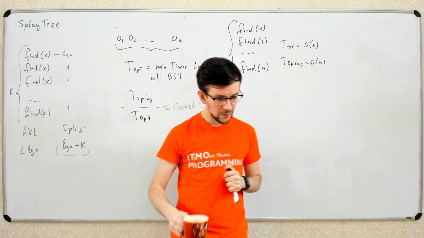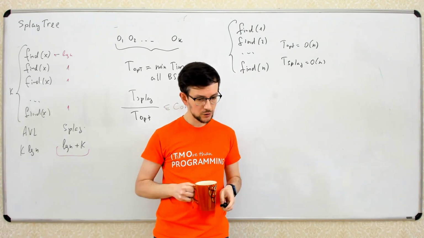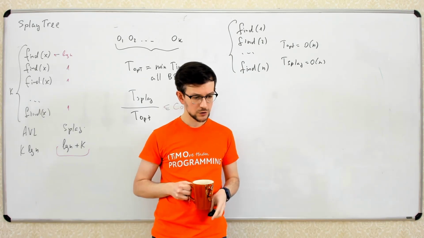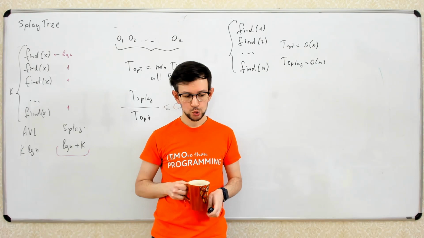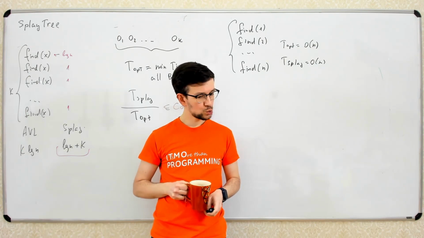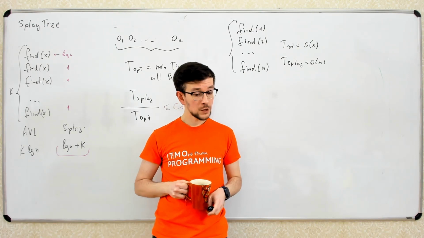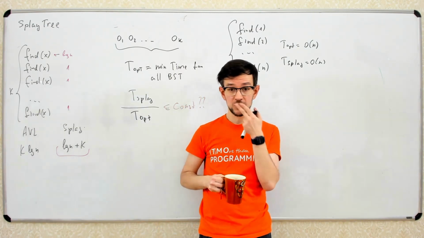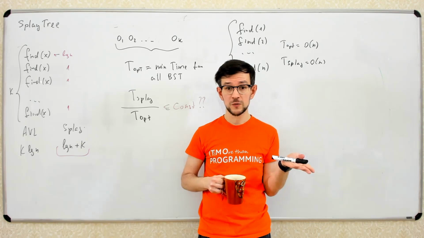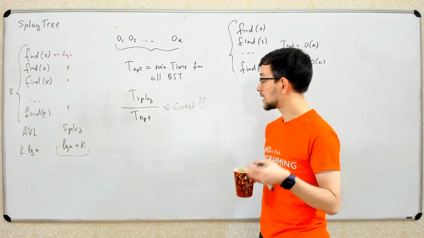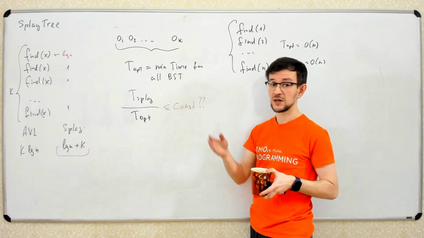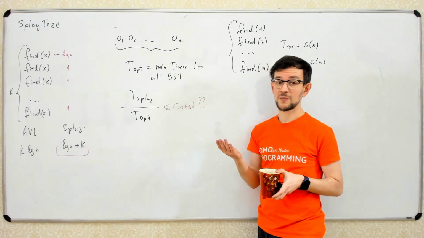Can we modify splay tree operations in such cases? No, the trick is we don't need to optimize splay tree. Splay tree already works optimally. Nobody knows why. But it turns out if you have some set of operations, splay tree somehow optimizes itself.